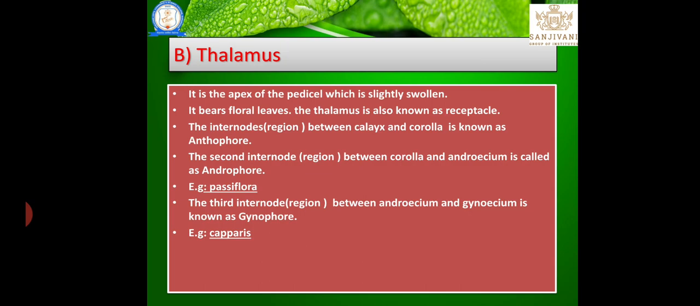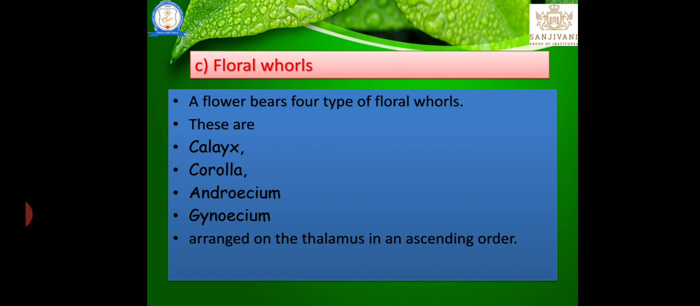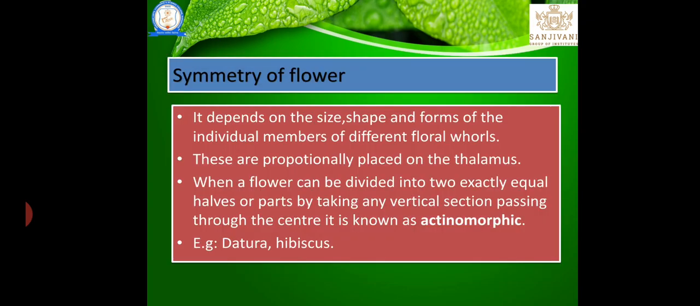The internode region between calyx and corolla is known as the anthophore. The second internode, the region between corolla and androecium, is called the androphore. And the third internode, between androecium and gynoecium, is known as the gynophore. Those are on the thalamus. The floral whorls: a flower bears four whorls, calyx, corolla, androecium, and gynoecium, arranged in ascending order.